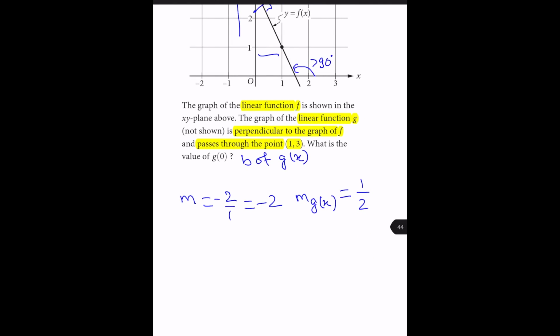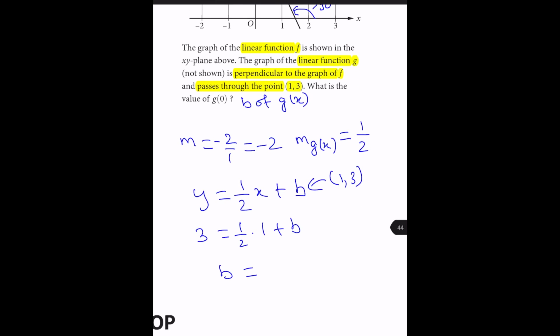Now we have the equation of g(x) in the form of mx plus b. We have the slope, but we don't have the intercept. But we know it passes through (1, 3). That means (1, 3) satisfies this equation. So let's plug (1, 3) here. 3 is y, and it's half of 1 plus b. So b is equal to 3 minus half, which is 2.5, or in fraction form, 5 over 2. So g of 0 is this value right here. And the answer is 2.5 or 5/2.